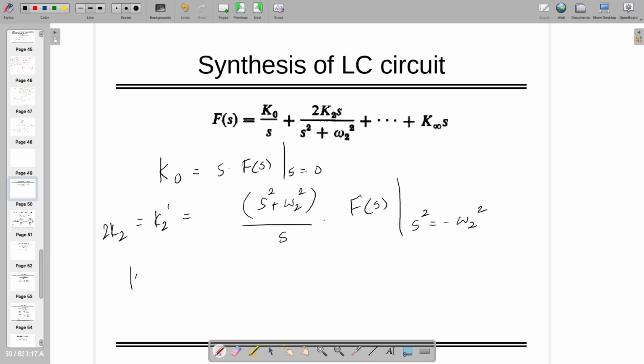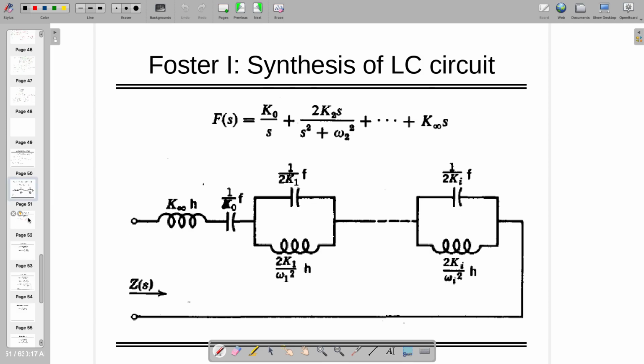And k infinity is equal to f of s divided by s at s equal to infinity, right? Because here it's a 0, availability of 0 at infinity means at infinity you will have a pole, right? So in that case you can draw the circuit. Drawing the circuit we practiced last time, so I believe people can draw this one, right?